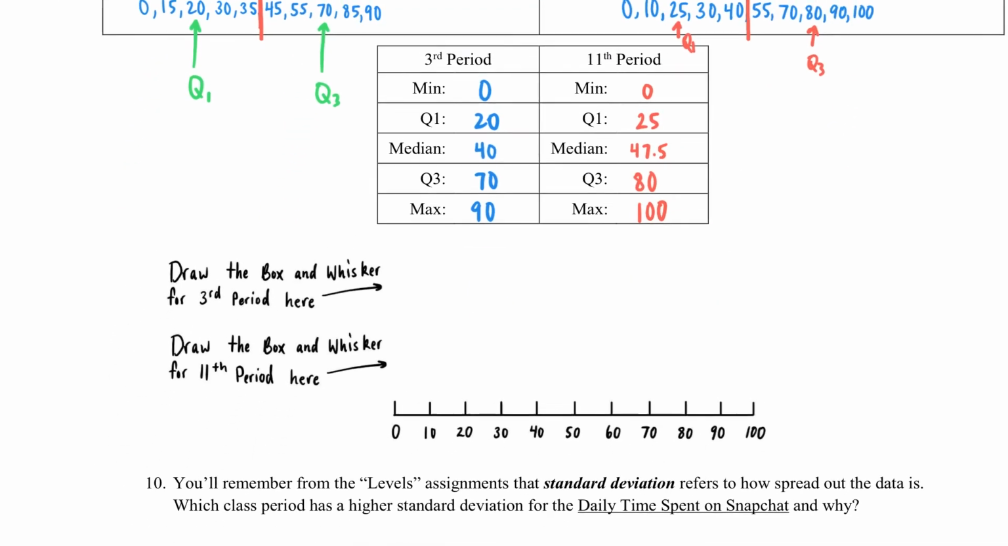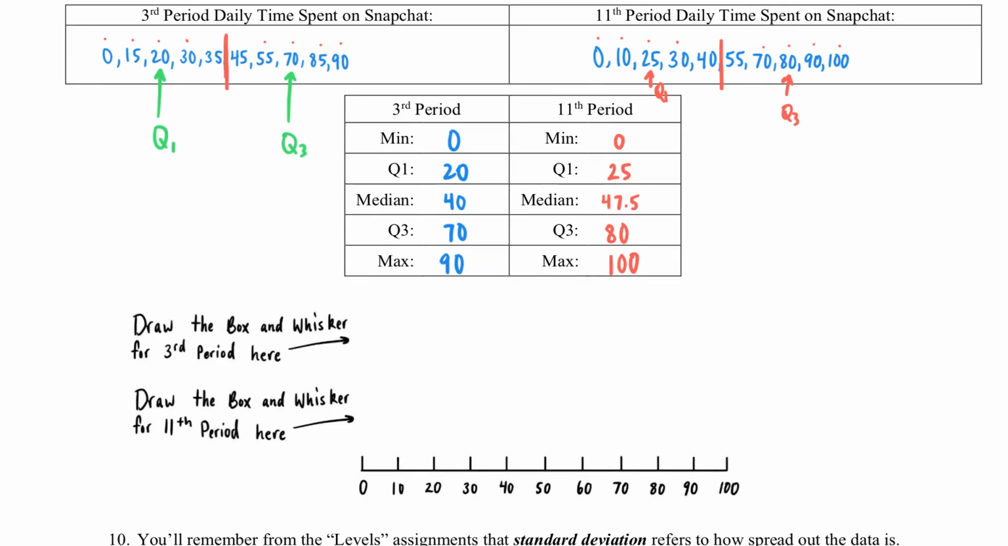And now what we're going to do is come down and fill out our box and whisker plot. Okay, so I'm going to do third period first with the blue here. So our minimum is 0 for third period. Q1 falls at 20. The median falls at 40. The Q3 falls at 70. And then the max falls at 90. So we box this guy in here. Whoop. That's not the best box I've ever drawn before. There we go. This guy extends to there. That's the whisker. That's the whisker.